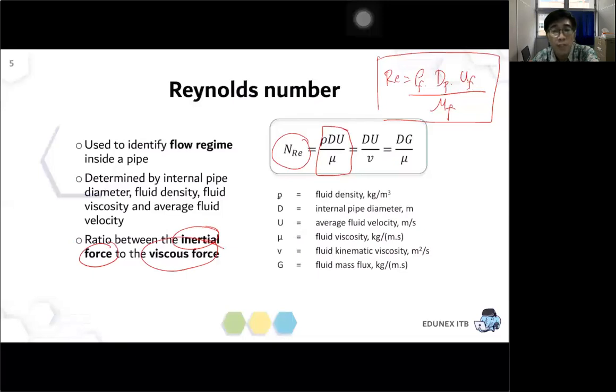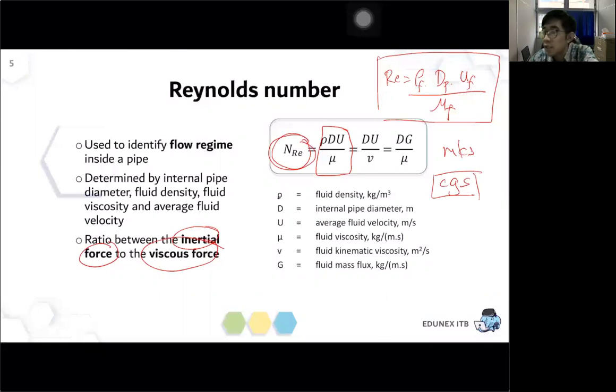It has no unit, so you have to remember that when you do the calculation of Reynolds number, you have the similar types of units in each parameter. For example, you calculate in standard unit, or in MKS unit, or you can use CGS unit, but it needs to be consistent for all the parameters. Then you will have the Reynolds number, which is a dimensionless number.